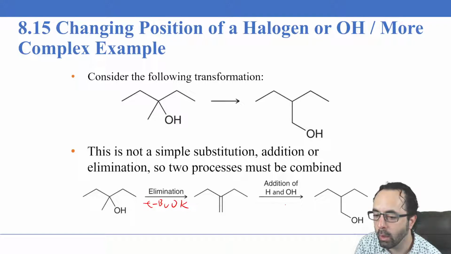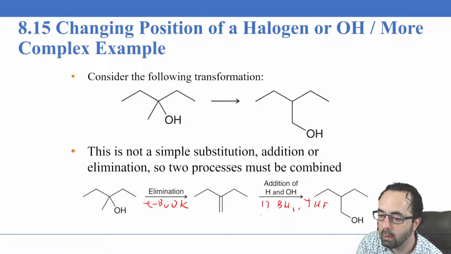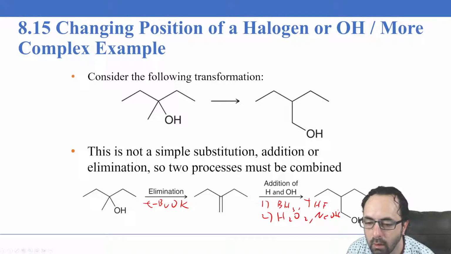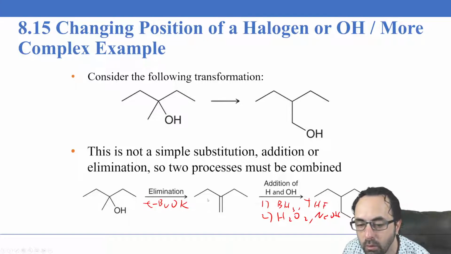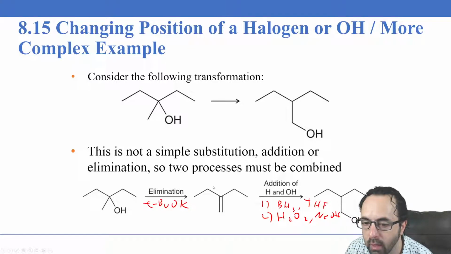And then we're going to want to do an anti-Markovnikov addition. So this is going to be our hydroboration oxidation. BH3, THF, then H2O2, NaOH. Okay, and so that's the strategy here. When you're moving over a group, do an elimination followed by an addition, but make sure that your elimination and addition will have the proper regiochemistry and stereochemistry to produce the product that you're trying to get.